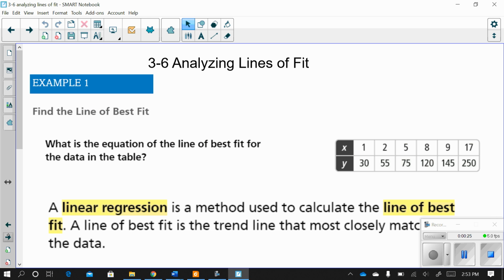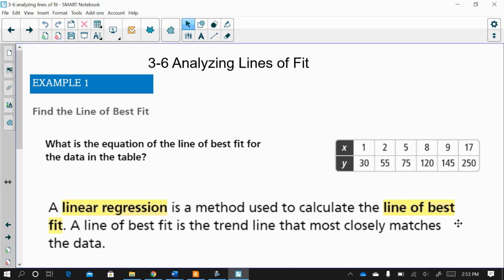So this is 3-6, analyzing lines of fit. So what is the equation of the line of best fit for the data in the table? Well, we saw in the last section that it's kind of a pain to do this by hand, because it all depends on how well you draw your line. Well, we can do all of that with technology.